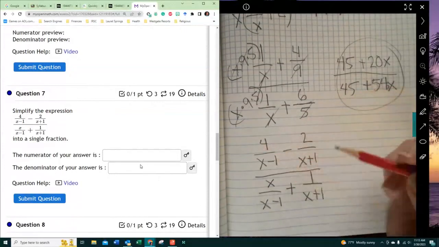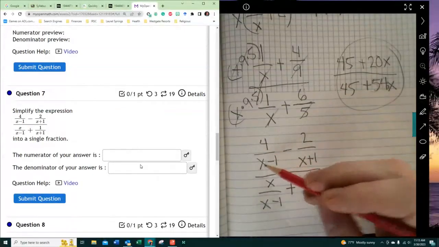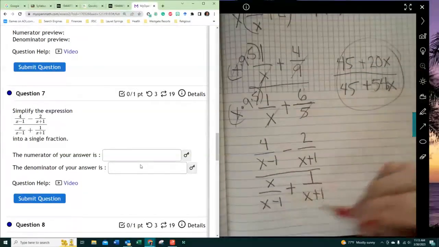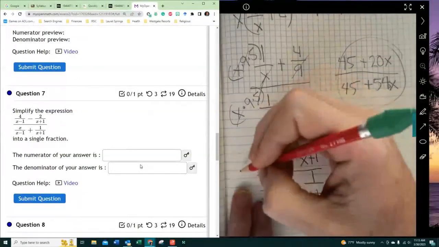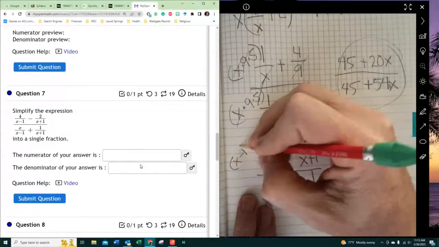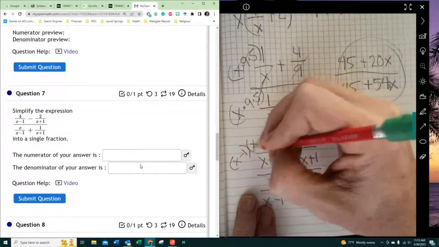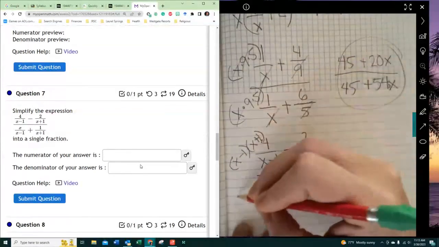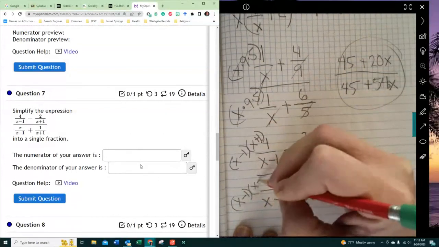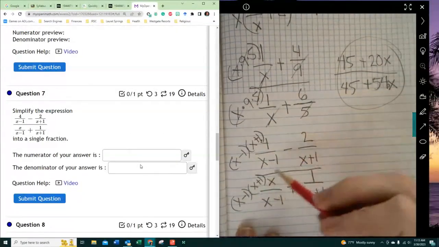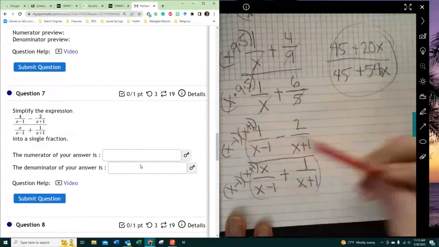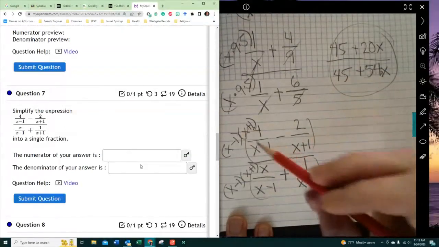So I look at my denominators, I see that I need an x minus 1 and an x plus 1 in order to eliminate all the fractions within these complex fractions. So I'm going to put x minus 1, x plus 1 on both top and bottom. And then I would go ahead and distribute it. So I would distribute it to all this, right? So I'm distributing it to the entire thing.